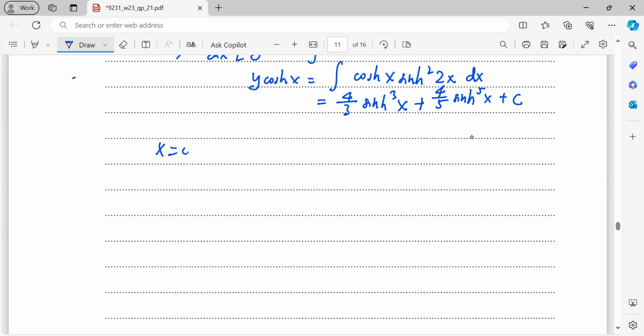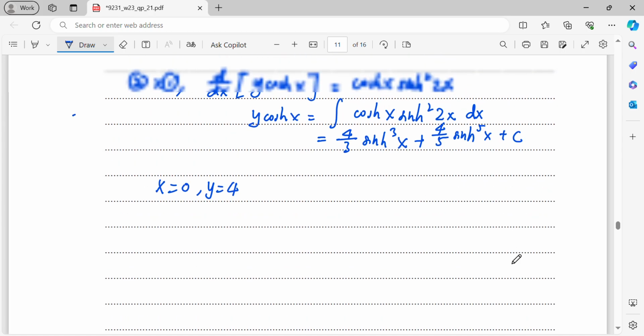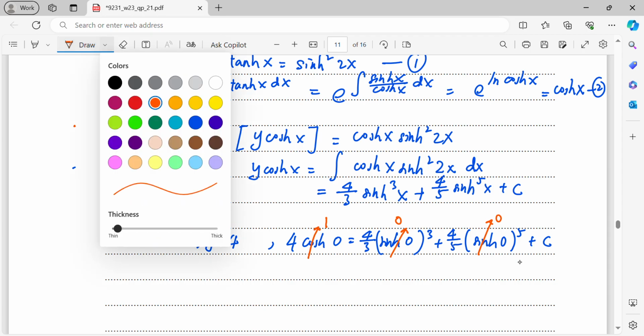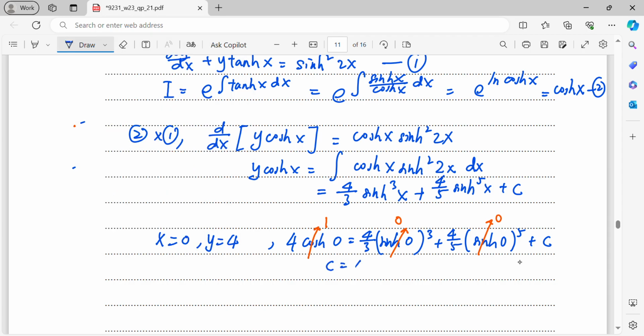So x by 0, y by 4. Then you will get 4 cos 0 equals 4/3 sin³0 plus 4/5 sin⁵0 plus c. For your information, cos 0 is 1 and sin 0 is 0. That means now obviously your c is 4. So c equals 4.